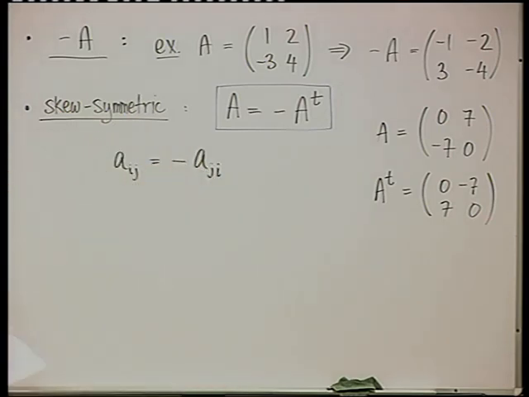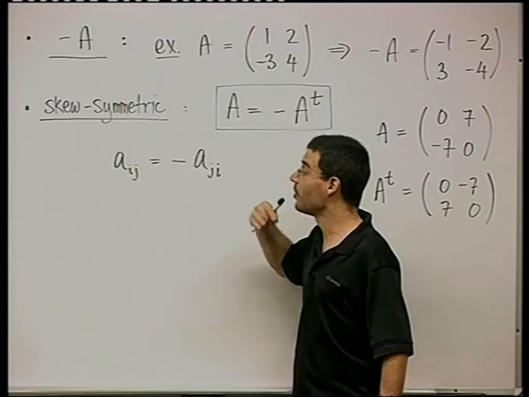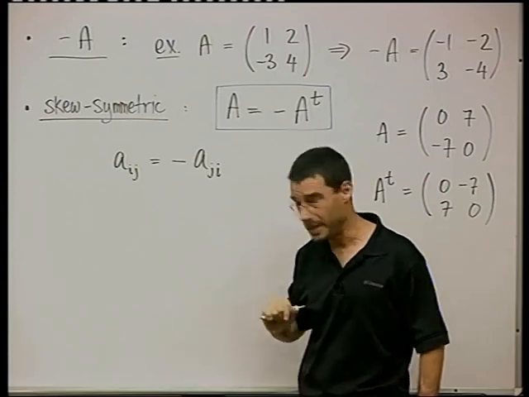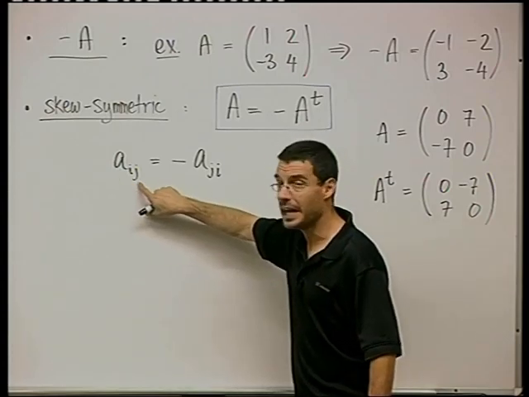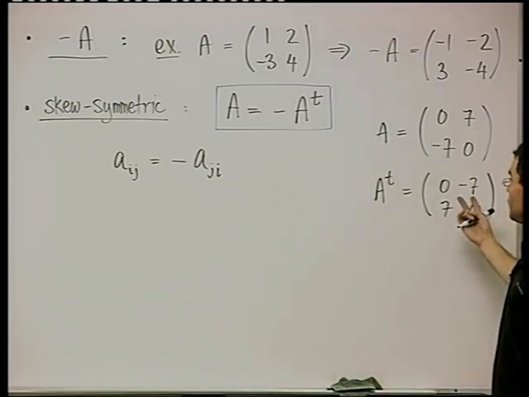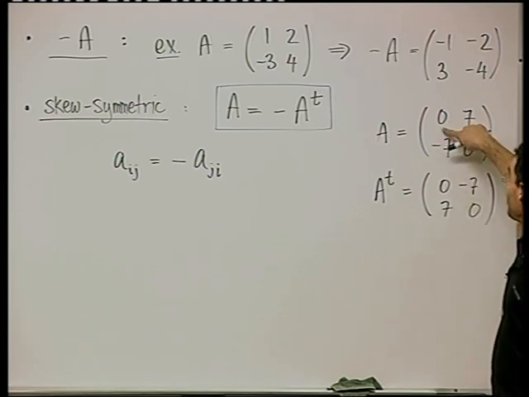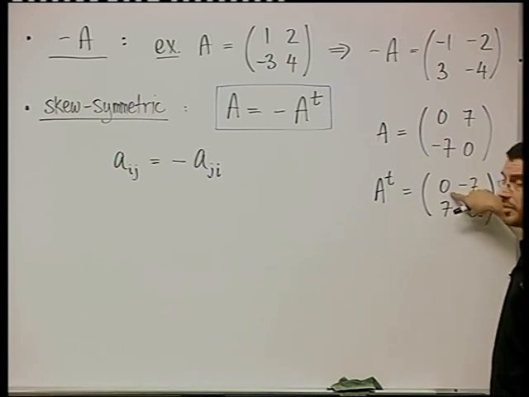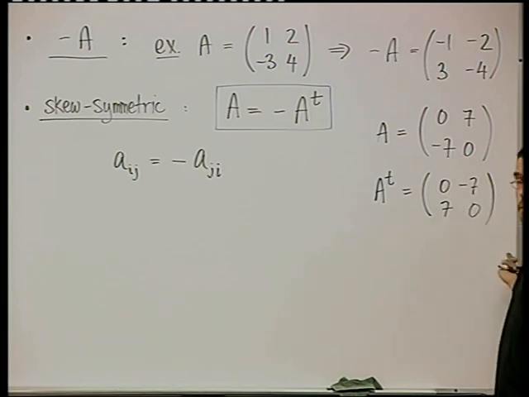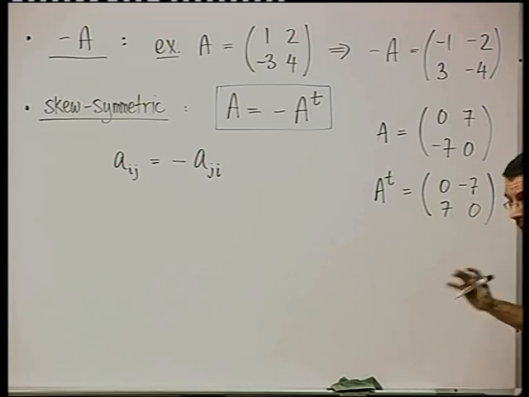That has to happen. But in addition, if you think of it for a bit, Aii, the diagonal elements, when you transpose and you put a minus, you should get the same thing. So if this were a 5, in the transpose it would still be a 5, but when you put a minus, it would become a minus 5. It would not be the same. So the only possibility for diagonal elements is to be 0.